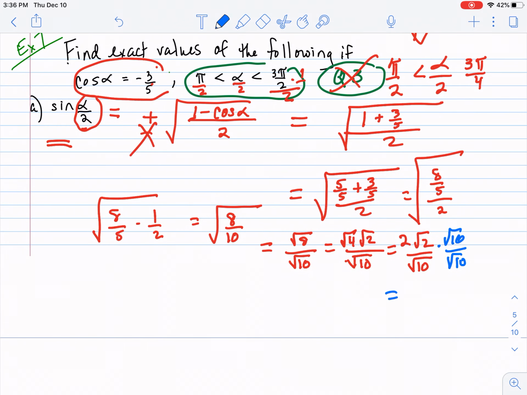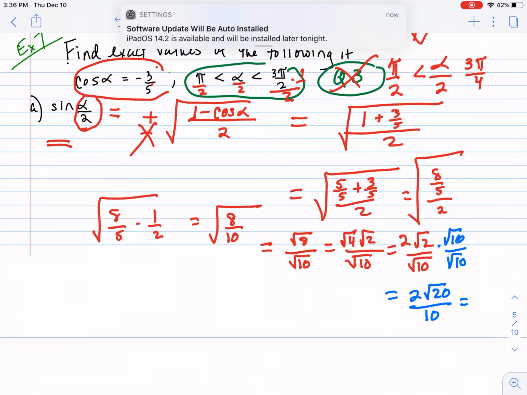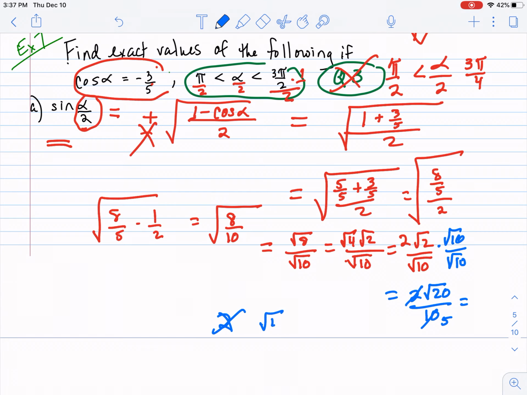Okay, and we're going to get an answer of 2 rad 20 all over 10, which is equal to, well, watch, check it out, I can cancel that now. Sorry, this is a 5, so I get rad 20, which I'm going to turn into rad 4, rad 5, all over 5. So it's 2 rad 5 over 5. That is my final answer, okay?